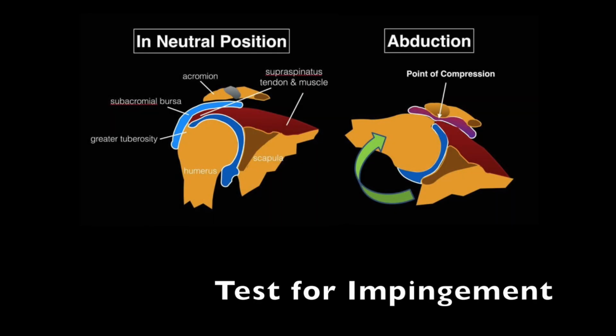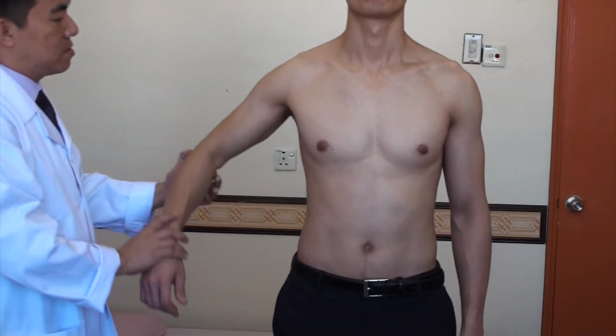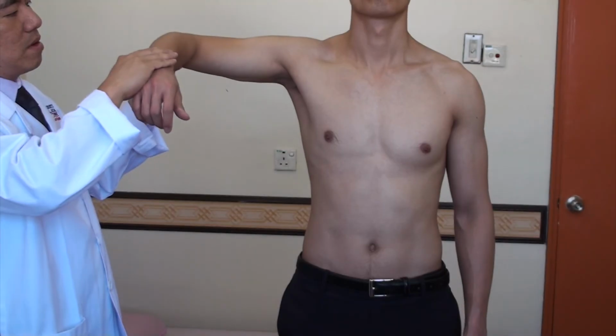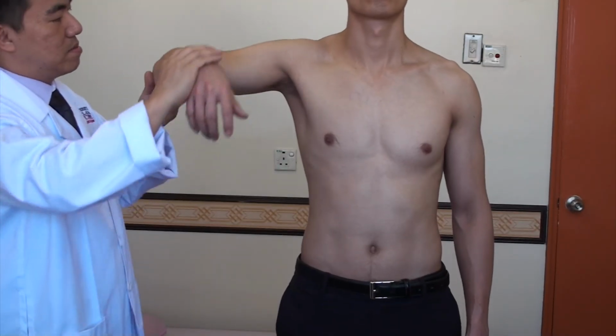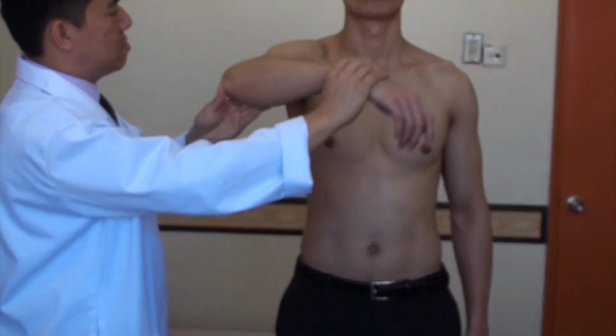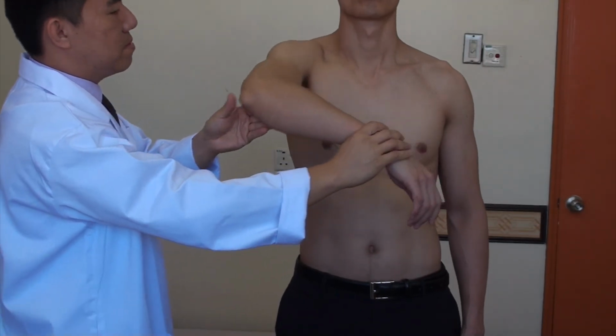The test for impingement is used to determine whether there is any rotator cuff impingement between the greater tuberosity and the subacromial arch. The patient has his shoulder abducted and elbow flexed to 90 degrees. The arm is then internally rotated. This pushes the supraspinatus tendon against the acromion and coracoacromial ligament.